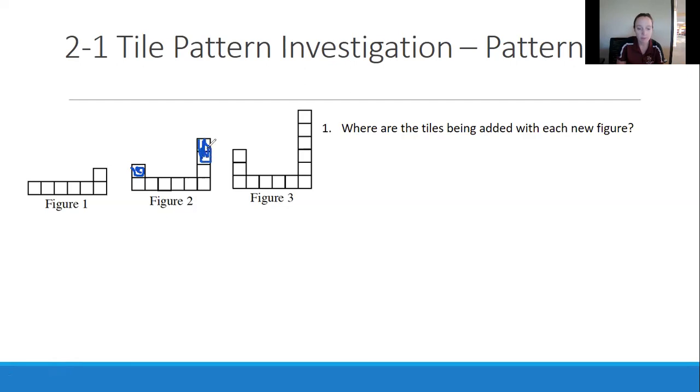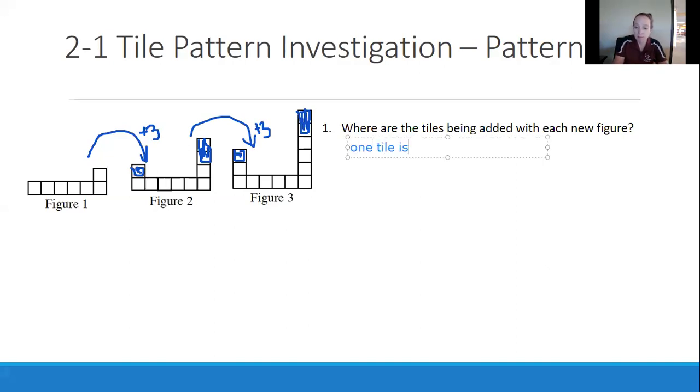Okay? So let's take a look at figure 3. Again, I've added another one on the left, and I've added 2 on to the right. So I'm, in essence, adding 3 each time. Okay, I'm adding 3 each time, but notice that question 1 is asking, where are the tiles being added with each new figure?